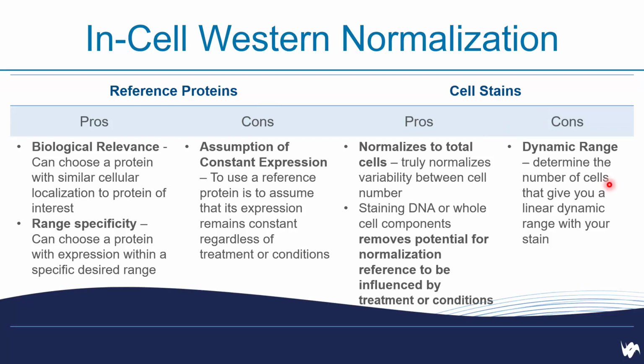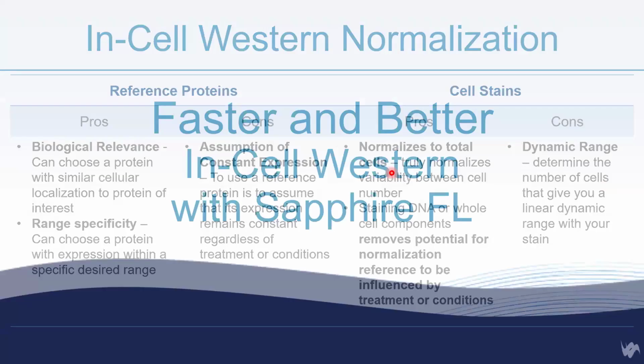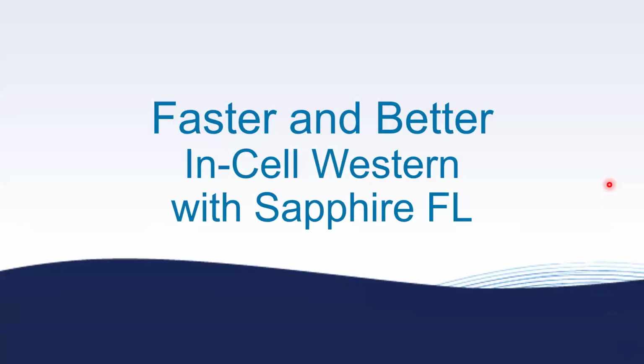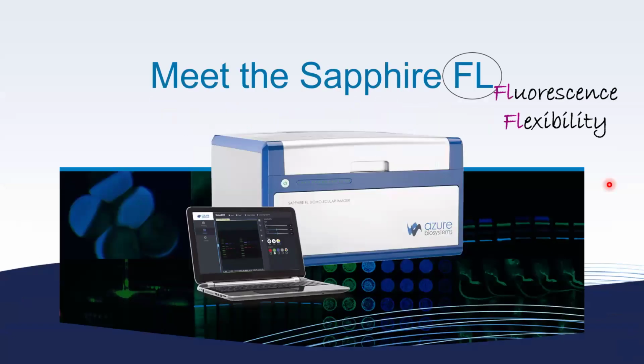Okay, so we have talked about in-cell Westerns. Then let us move on and look at how Sapphire FL is able to give you faster and better in-cell Western data. For in-cell Western data, we know that it's going to be performed in a 96 well plate. Let's say it's a 96 well plate. So the Sapphire FL we have here is focusing on fluorescence scanning and flexibility.